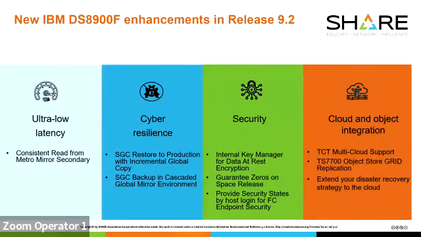So to show what came out in 9.2 and highlight which areas they're in, put this together. The consistent read from Metro Mirror Secondary does leverage the different characteristics of hyperlink, but it can also be valuable for HPF, FICON connectivity as well. We focus for cyber resiliency on the safeguarded copy restorative production with incremental global copy, as well as a safeguarded copy backup in a cascaded global mirror environment.